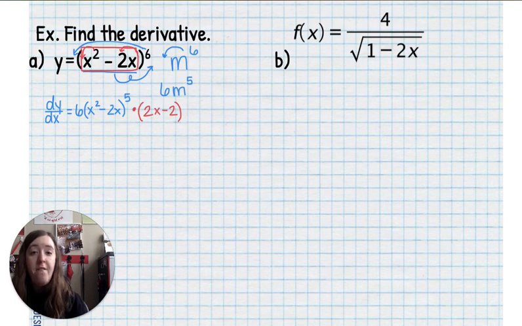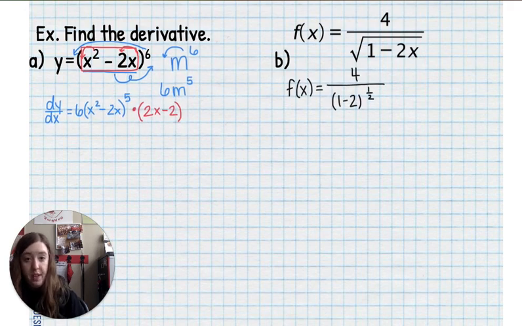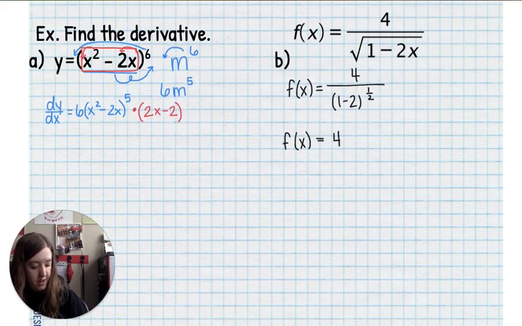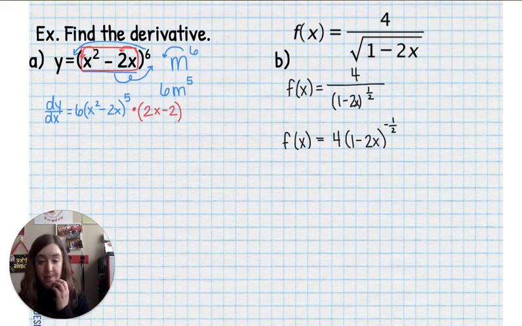So over here, we have 4 over the square root of 1 minus 2x. So what I'm going to do is I'm going to rewrite this with exponents. So we know that a square root is the same thing as being to the 1/2 power. And we also know that when we have a power that's in the denominator, oops, forgot my x, we can bring it up to the numerator and make him negative.